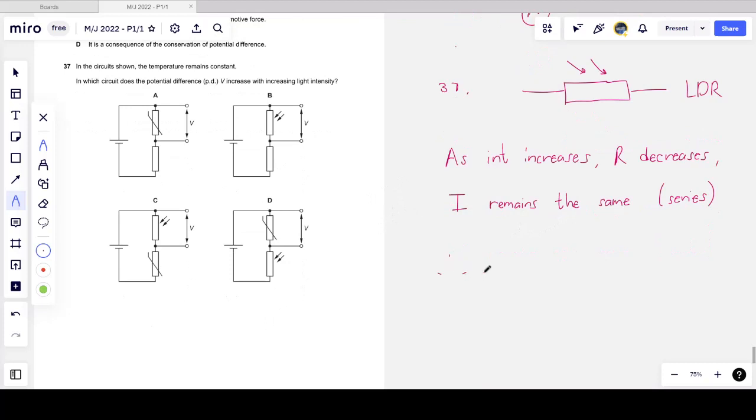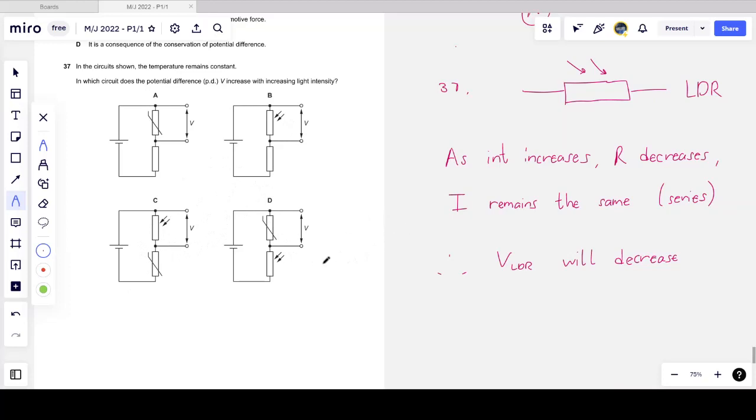And so the potential difference across an LDR will decrease, which means an LDR cannot be the source of V. So V cannot be across an LDR. So that immediately eliminates the options of C and B.